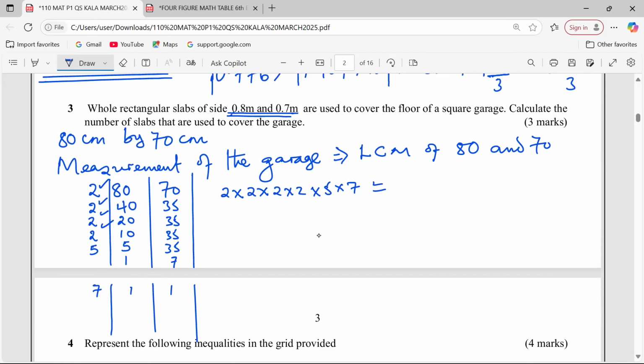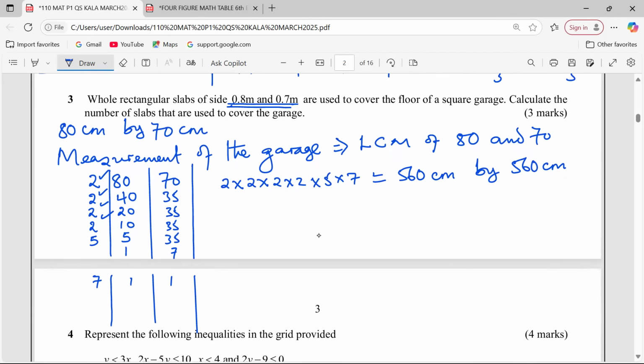2 power 4, then times 35, 560 centimeters. This is the measurement of the garage. So it means it's measuring centimeters. Calculate the number of slabs.